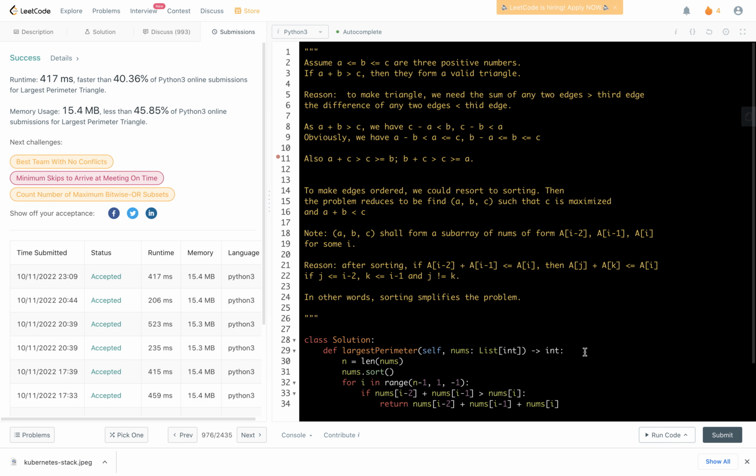So I guess for this problem, that's about it. The key here is to realize the necessary and sufficient condition for forming a valid triangle, and then use sorting to simplify the problem.